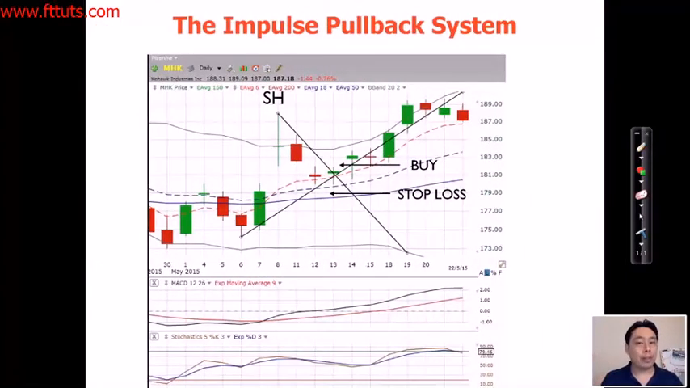So let me show you a few examples of what these trades look like. This is the impulse pullback system. It makes use of a bullish or bearish indicator. In this case, we've got a bullish indicator from the moving average crossover and the MACD system. So the moment you have got that crossover, that signal, it signals the start of a new uptrend.